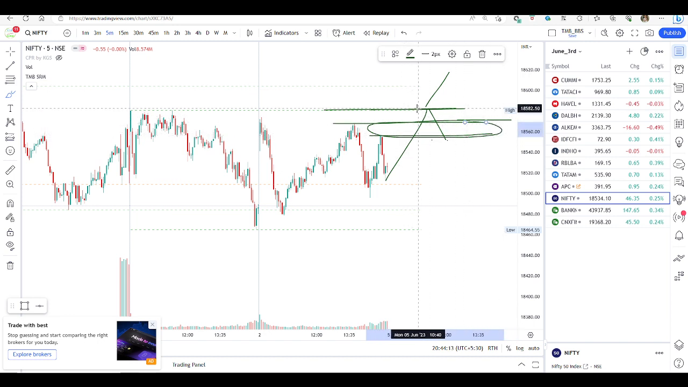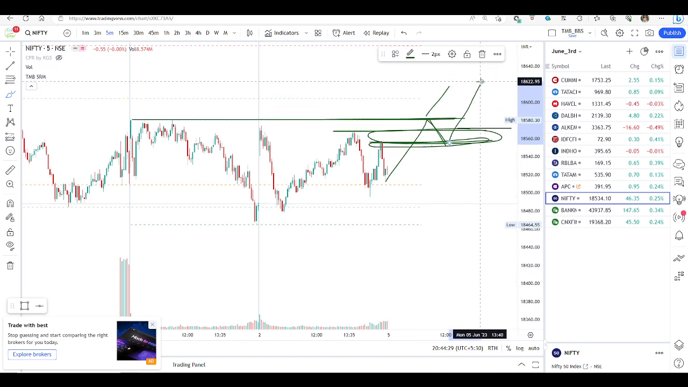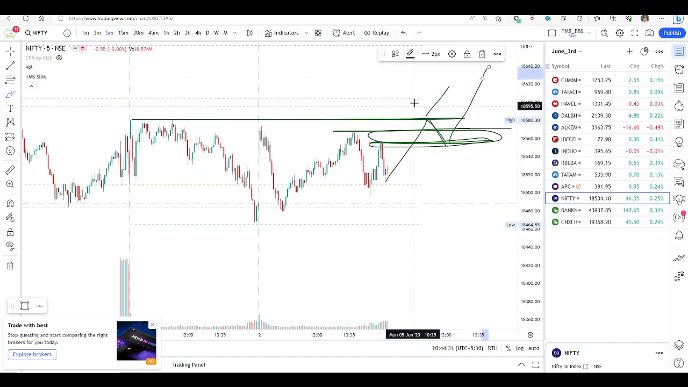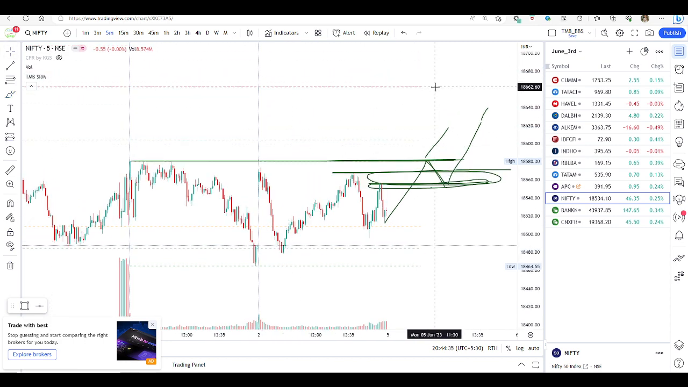If it opens above this, there is huge resistance here. There could be some decline here. It will act as a support here, then bounce back and go up. It may go up till this region, 660, 650, something like this.